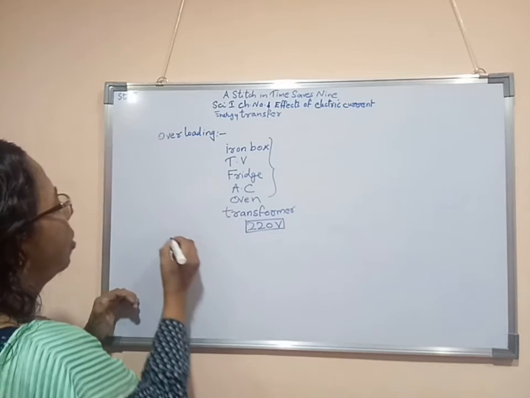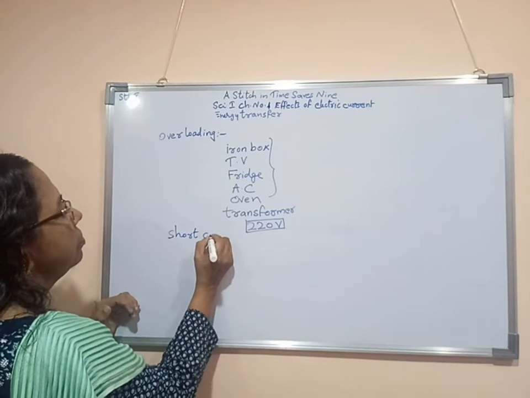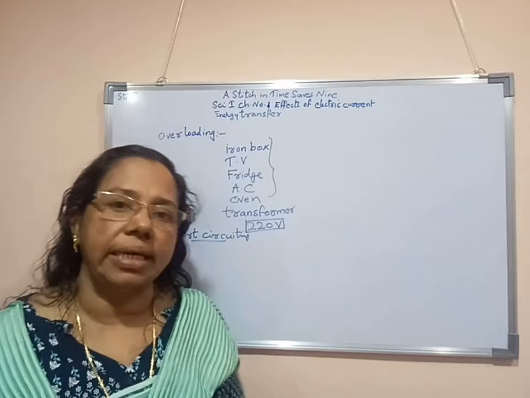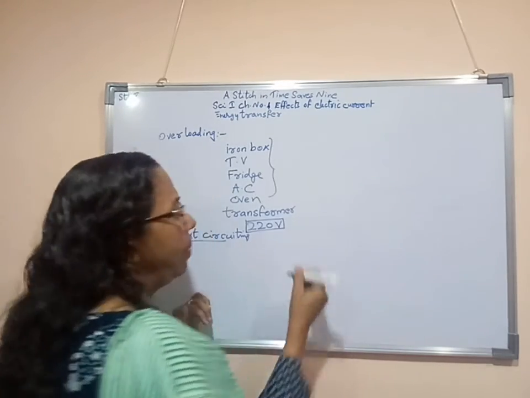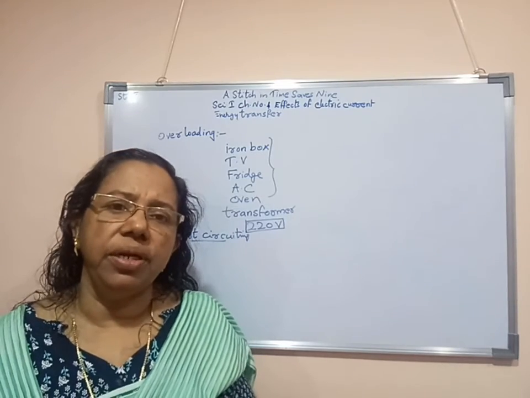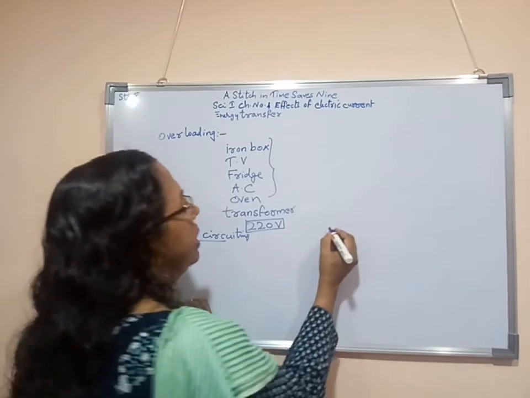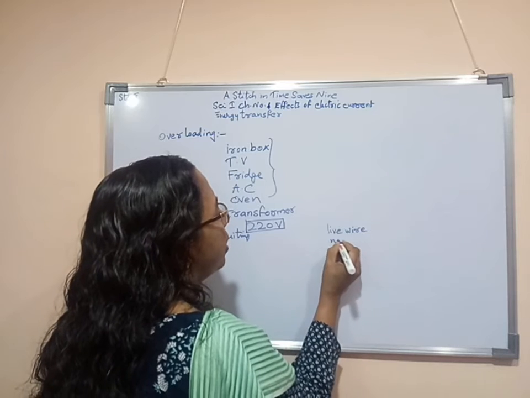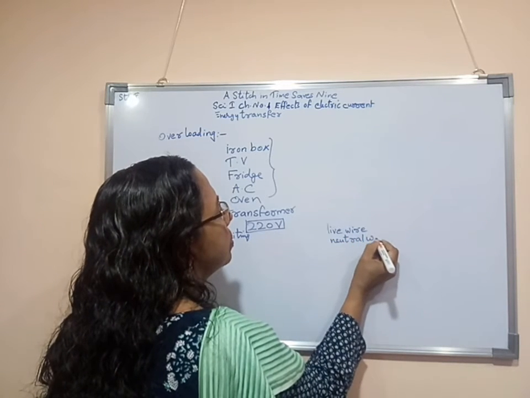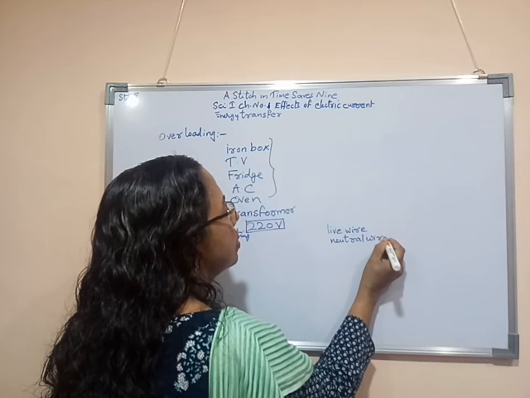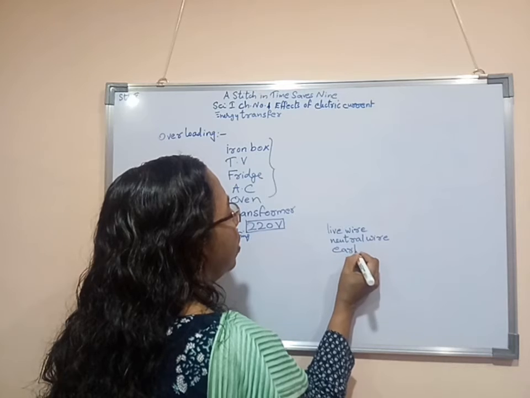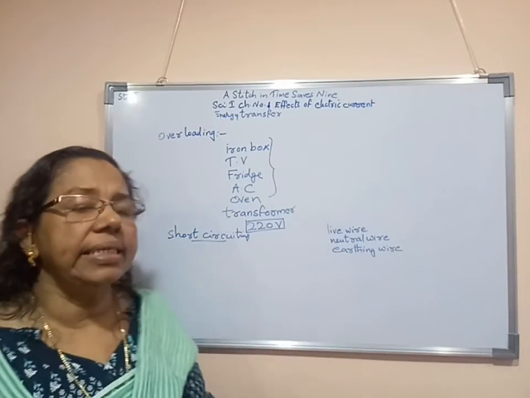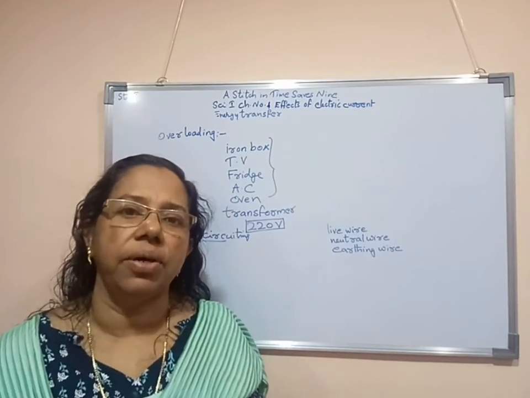Now we are studying short circuiting. This is again a simple topic. What is short circuiting? Normally in villages, and here also it is possible, there are three types of wires: one is the live wire, the neutral wire, and then the earthing wire or earth wire. These three wire connections are there for each and every device in our home.